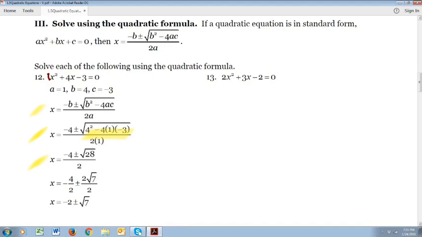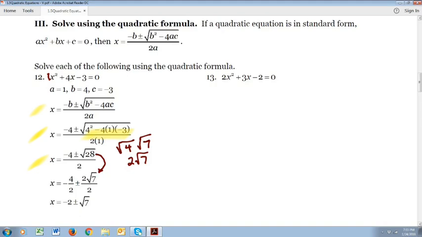Now I want you to notice the square root of 28 is not simplified. We could write that as the square root of 4 times the square root of 7. In other words, 4 is a perfect square factor, and so we need to simplify it by taking care of that. And we get 2 square roots of 7. So I just rewrote the square root of 28 in its simplified form, but I've also split up the expression into 2 fractions. We can write the negative 4 over 2 and the square root of 28, or its simplified form, 2 square root of 7 over 2.